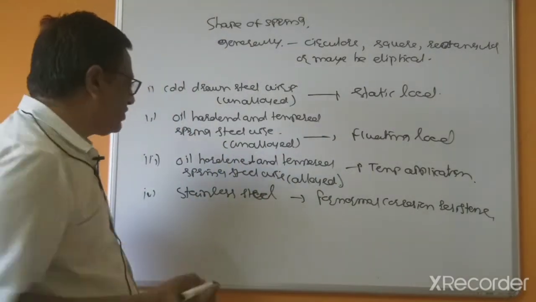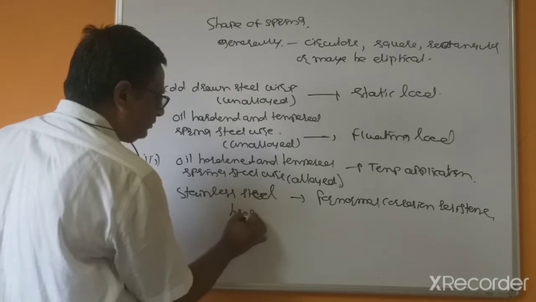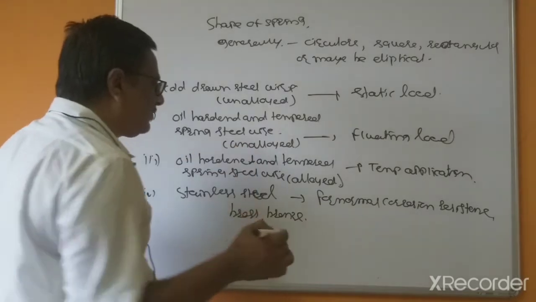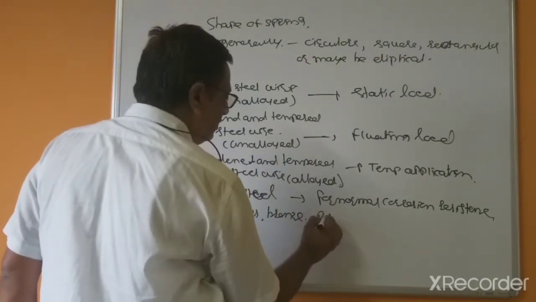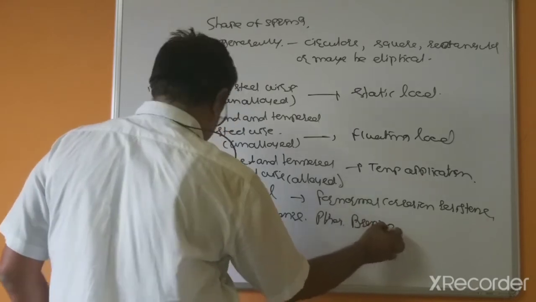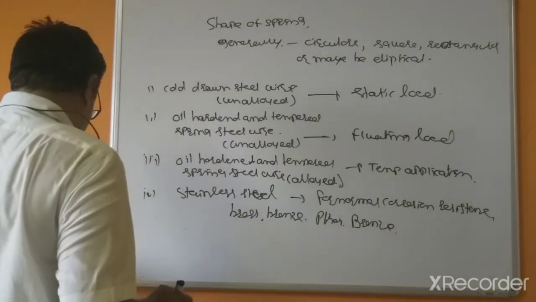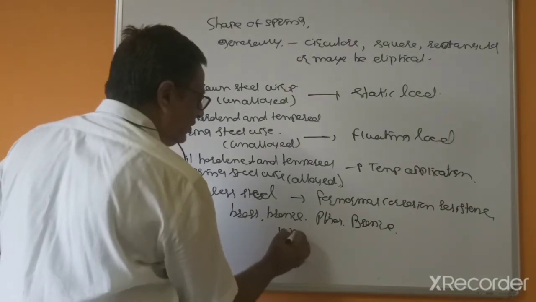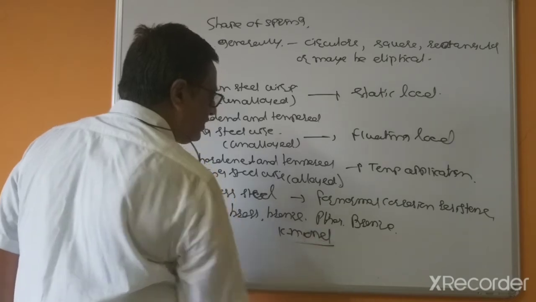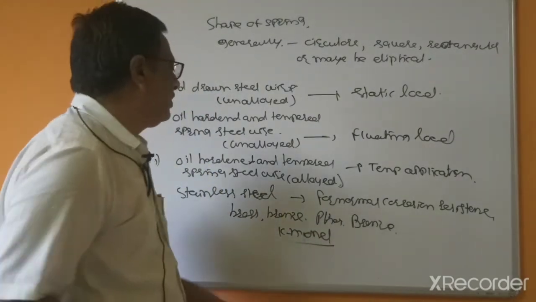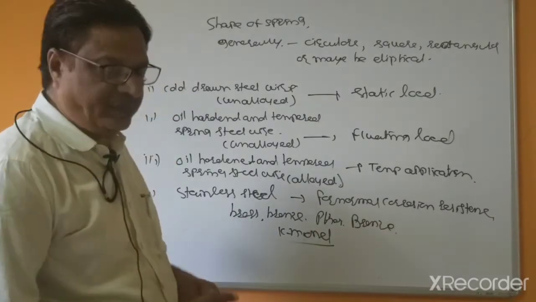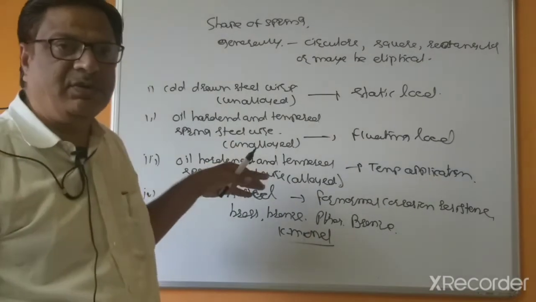Here you can also use brass, bronze, phosphorus bronze, and Monel materials where corrosion resistance is required. So these are the different types of materials.